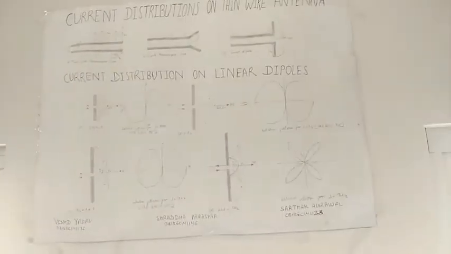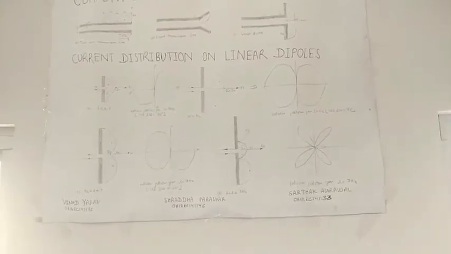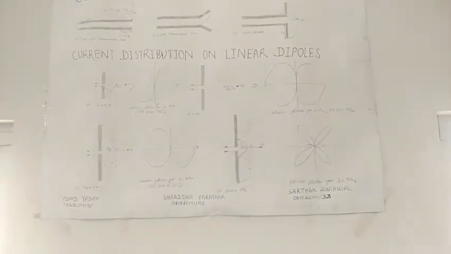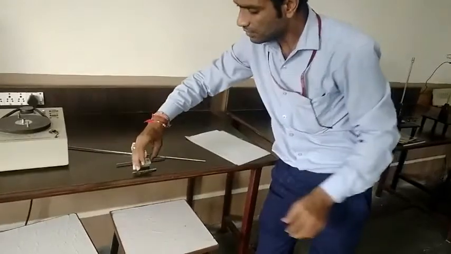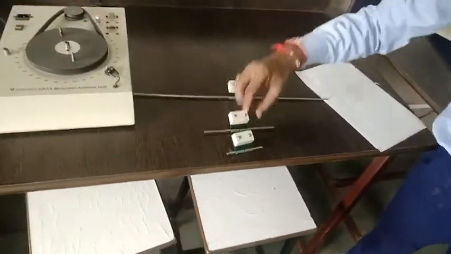So the main task of the experiment is to verify this radiation pattern and find the directivity and gain. Here you can see the same concept, these 3 antennas basically. As you can see here, these 3 antennas are discussed in the chart. The same we can see here.